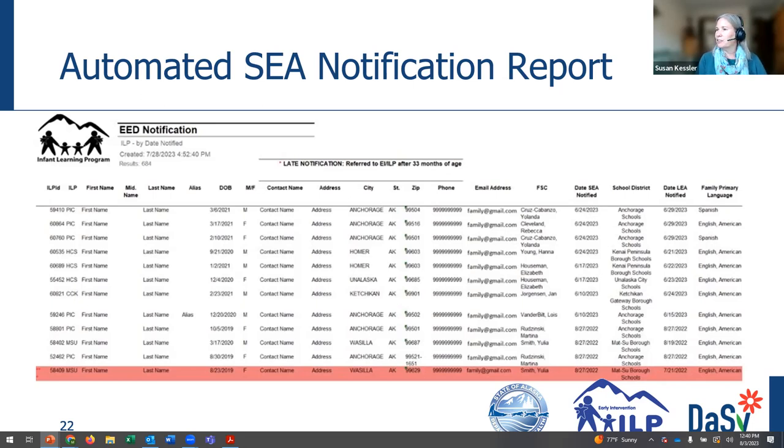You'll also see on here two columns: the date the SDA was notified, which is auto-populated on the date that the child's name is added to this list, and the date the LEA was notified, which is entered manually by local programs. So you can go ahead to the next slide.